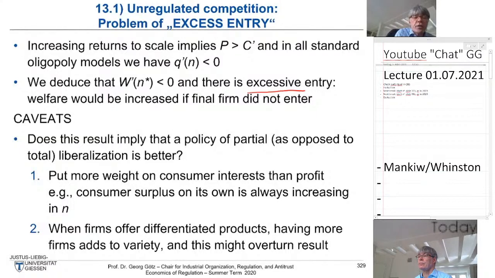Okay, our result also depends on the point where we assume that we have homogeneous products. If we have differentiated products, if we have Chamberlinian monopolistic competition and so on, if firms add variety and if consumers value variety, we might get different results.